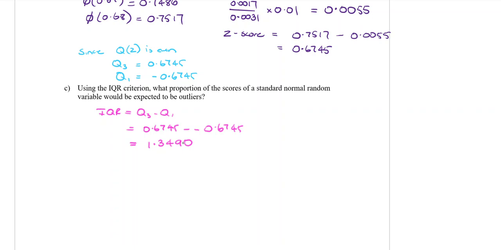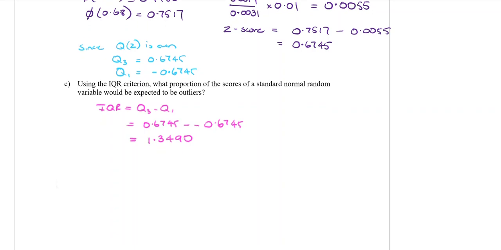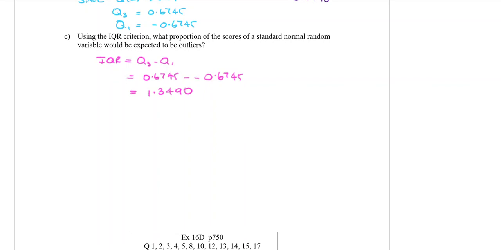Okay, now, an outlier. What is an outlier? Again, I'm just going to look at the positive side to begin with. The outlier formula that we learnt in year 10 was Q3 plus 1.5 times the interquartile range. That's why I had to find the interquartile range. Okay, so subbing in what I know, Q3 was 0.6745 plus 1.5 times the interquartile range, which is 1.3490. So that equals 2.698 or something like that.